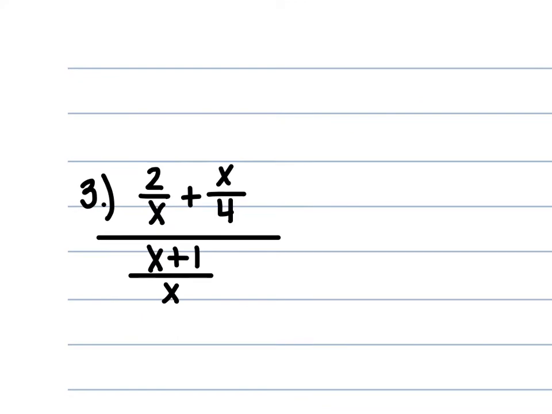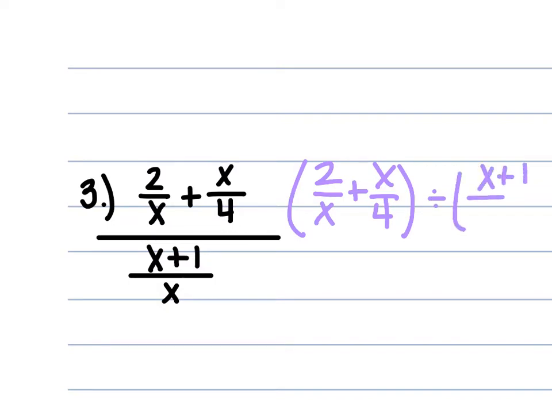For our next example, we have 2 over x plus x over 4 divided by x plus 1 over x. So again, rewrite this to where it's a division expression. So we're going to have 2 over x plus x over 4 divided by x plus 1 over x. So the first fraction, your least common denominator there is 4x. So we'll multiply the first fraction, top and bottom, by 4. It's going to become 8 over 4x.